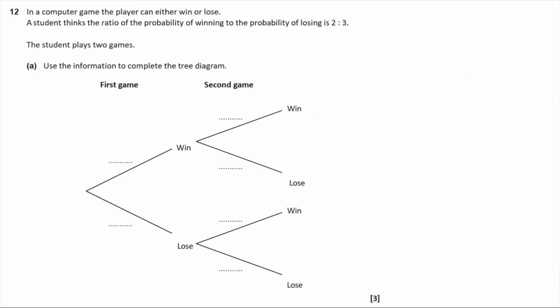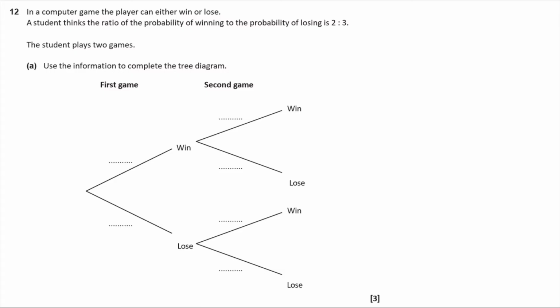Question 12. In a computer game, the player can either win or lose. A student thinks the ratio of the probability of winning to the probability of losing is 2 to 3. The student plays 2 games. Use the information to complete the tree diagram.